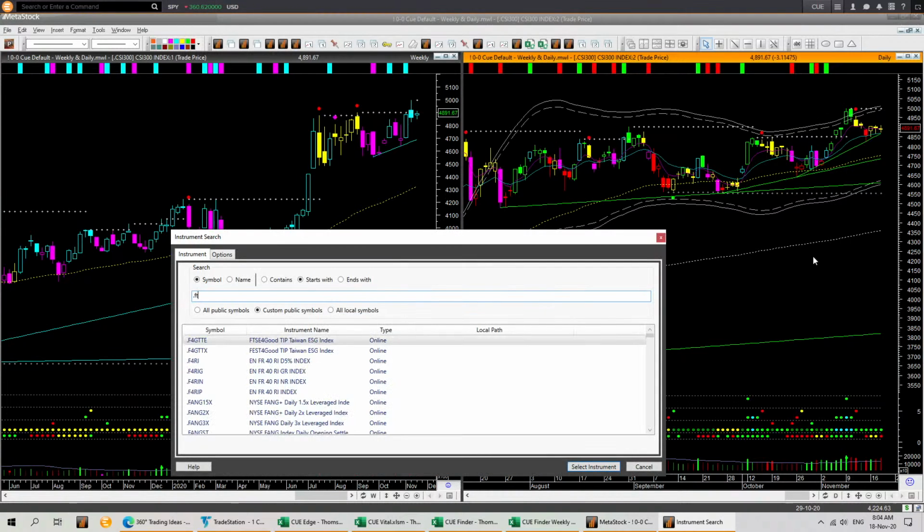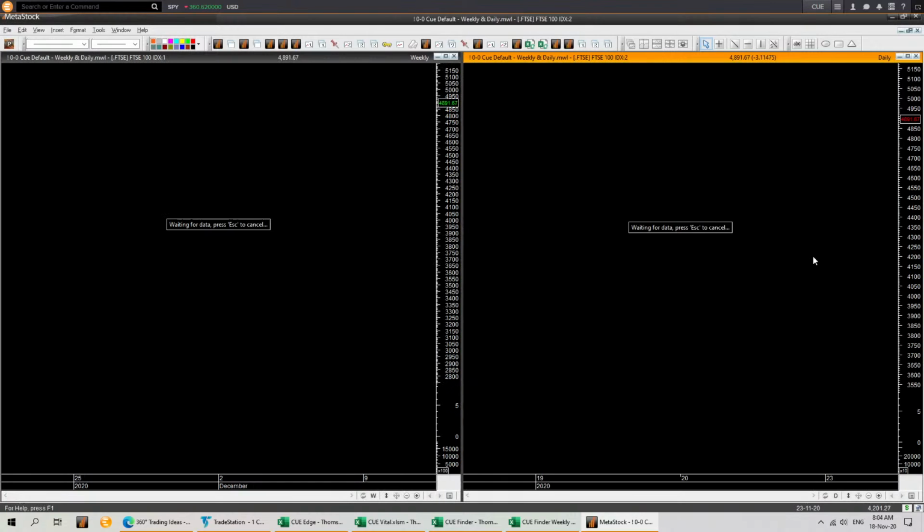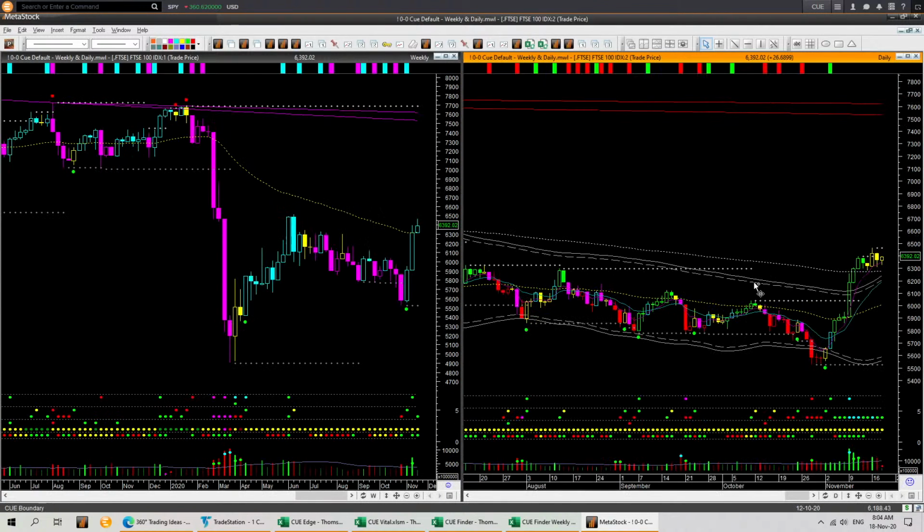FTSE index, UK market. It turned up from being in a downtrend, broke out of the trendline resistance, and it is holding on to the price gain.